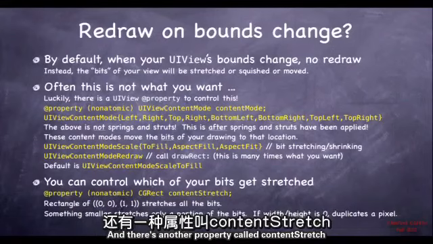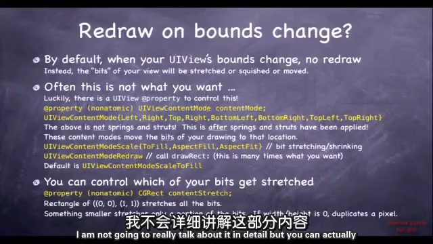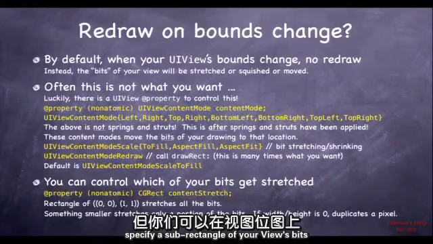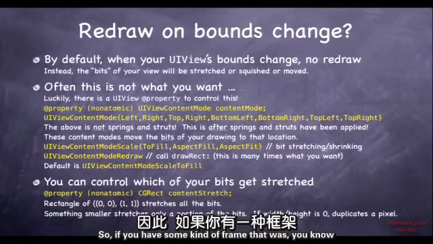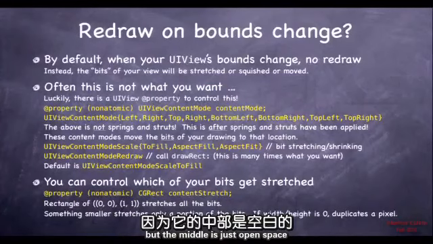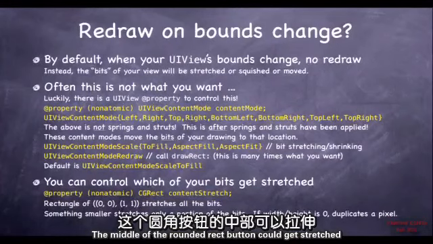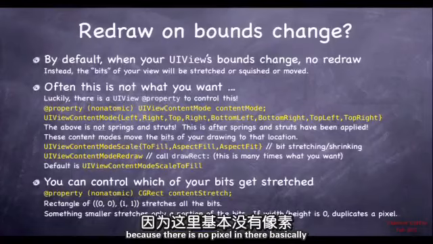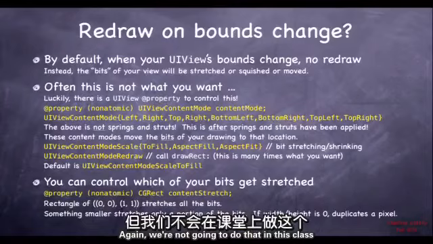And there's another property called content stretch, which is really cool. I'm not going to really talk about it in detail. But you can actually specify a sub-rectangle of your view's bits to get stretched. So if you had some kind of frame that got stretched, it would look funny, but the middle is just open space, like your UI button, for example, a rounded rect button. The middle of the rounded rect button could get stretched and look fine because there's no pixels in there, basically, but the edge you wouldn't want to. So content stretch lets you specify a rectangle inside your view that you can stretch. Again, you're not going to have to do that in this class.